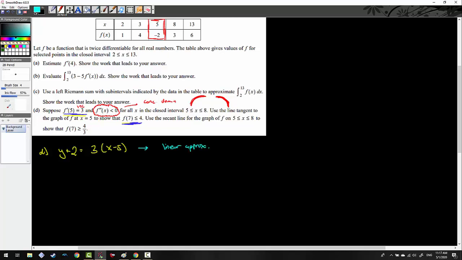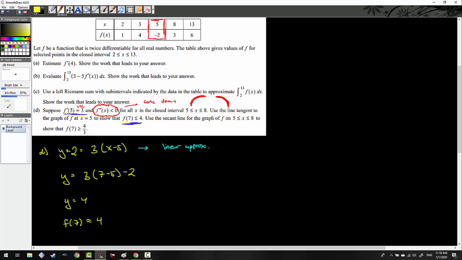So what I'm going to do is plug in the value of 7 into x. So y is equal to 3(7 minus 5) minus 2, and what I get from all that is that y equals 4. So what is that telling me? It's telling me that based on my linear approximation, f of 7 is approximately equal to 4. Again, it's an approximation because we're using a line to approximate the value of a curve.